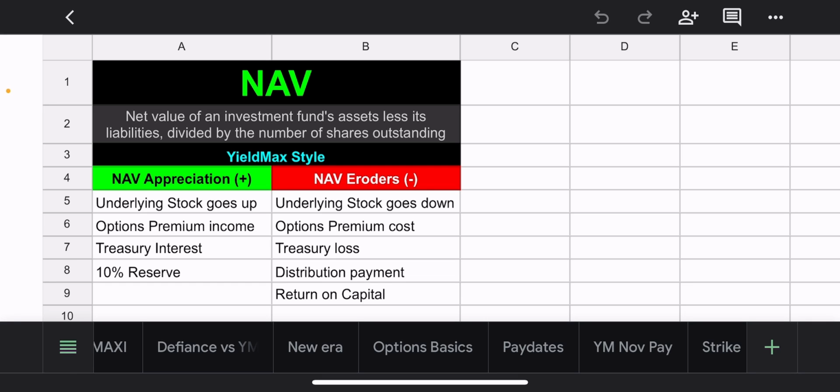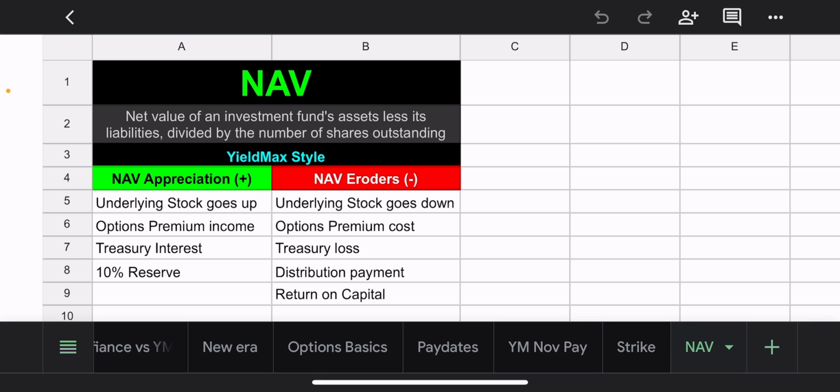NAV erosion, all right? NAV erosion. Very sensitive topic in these communities, these YieldMax communities, these Defiance communities, these high yield ETF communities. If anyone questions NAV erosion, in either sense, good or bad, typically they'll be attacked, right? Because people feel very strongly one way or the other.